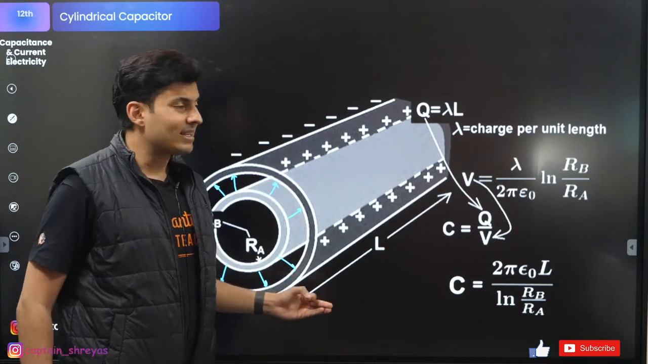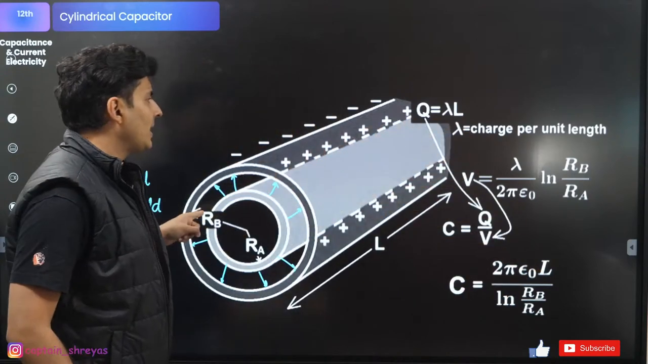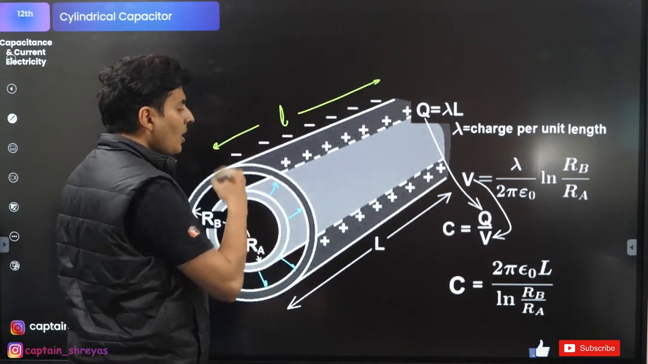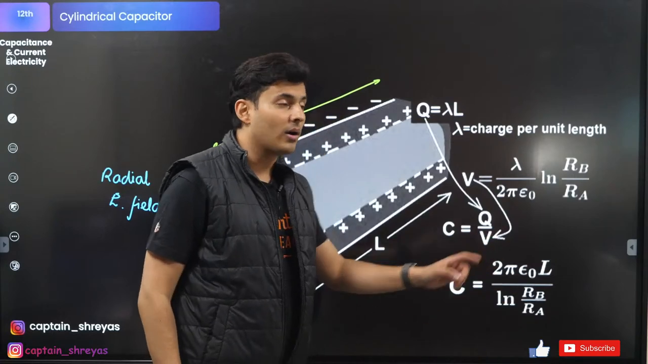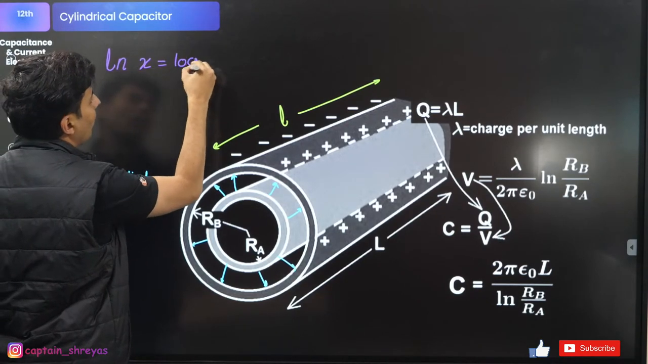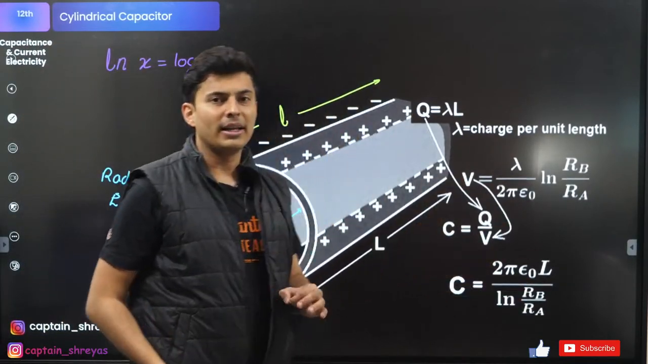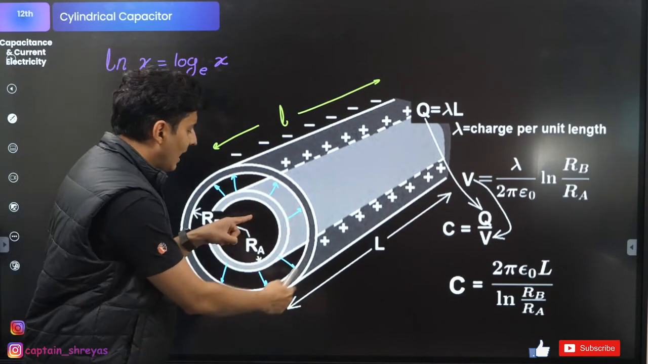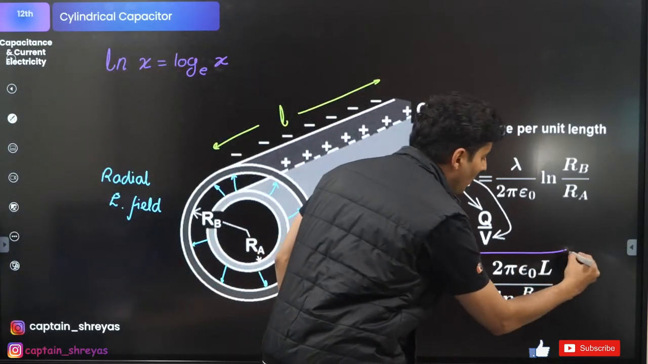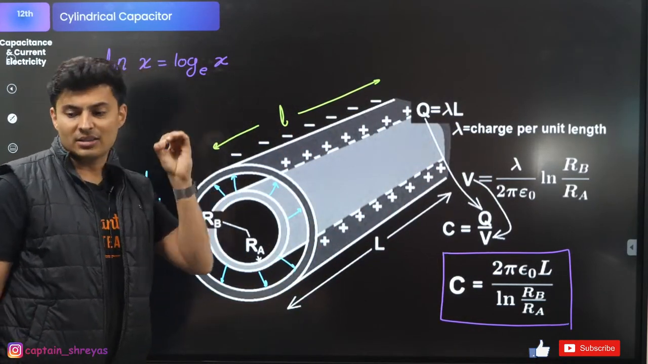The final formula for capacitance comes out to be 2 pi epsilon naught, instead of epsilon, times L, the length of the capacitor. Please note this down. This is divided by ln, where ln means log. Ln of x means log of x to the base e. Then the big radius by small radius, Ra and Rb. That's the formula you are supposed to remember: 2 pi epsilon naught times length divided by ln of big radius by small radius.